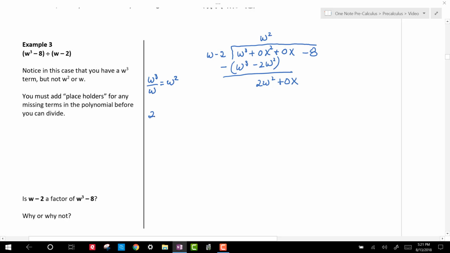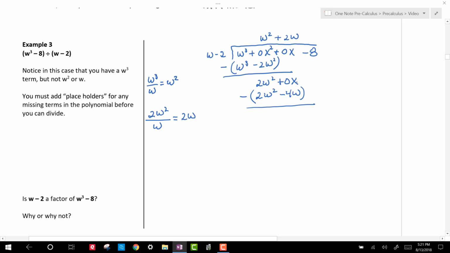Lead term on the inside, 2w squared, divided by lead term on the outside, w. That's going to leave me 2w this time. So I put a positive 2w up on top. 2w times w is 2w squared. 2w times negative 2 is negative 4w. Throw some parentheses around there. Subtract. The w squareds cancel.